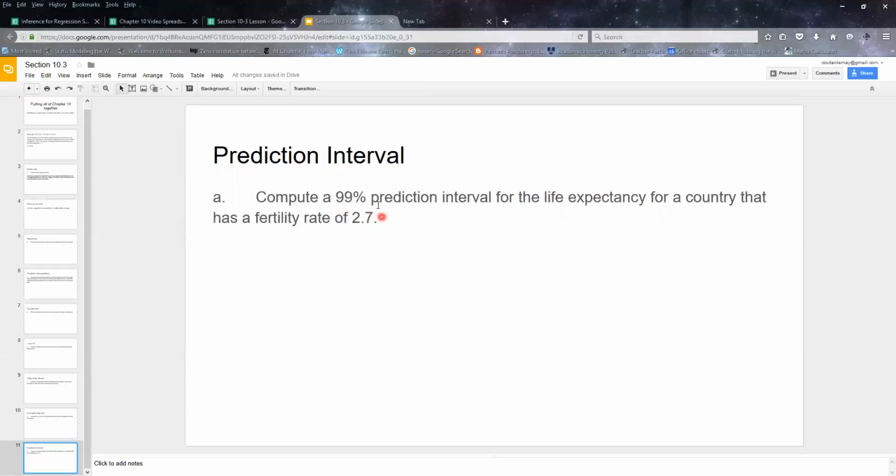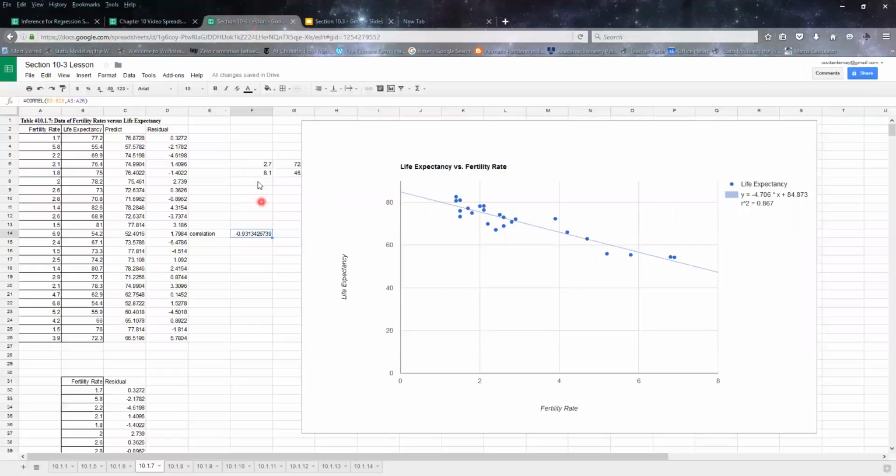So they want us to compute a 99% prediction interval for the life expectancy of a country that has a fertility rate of 2.7. Something I haven't talked about tonight in this video is that this regression equation is only one regression equation of many. Because we're going to assume we've got a whole bunch of other countries, or we could take another sample, maybe in another year, where we might get a different set of points and a slightly different regression equation.